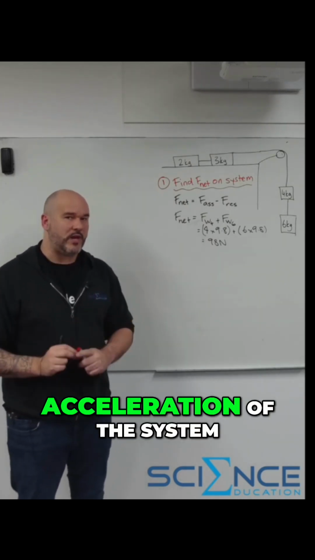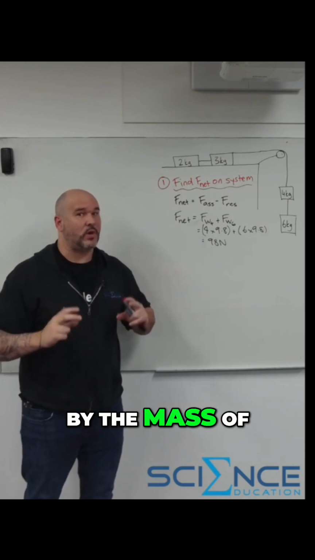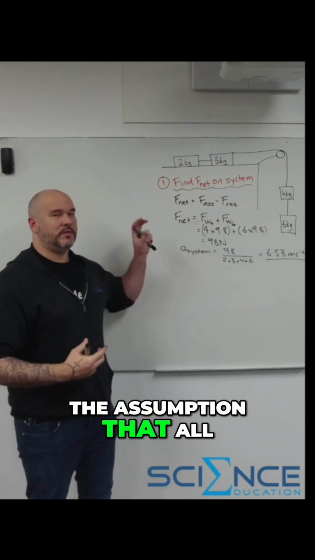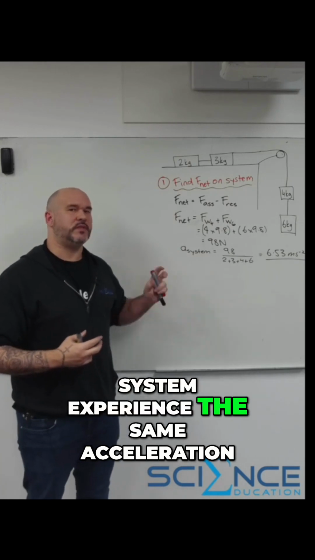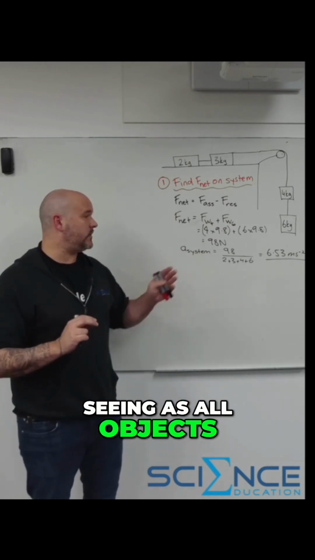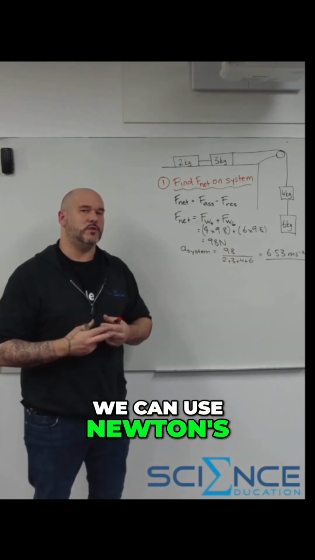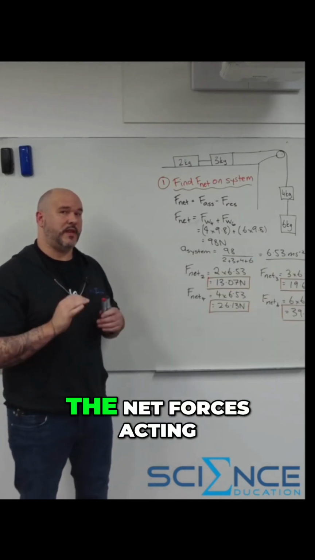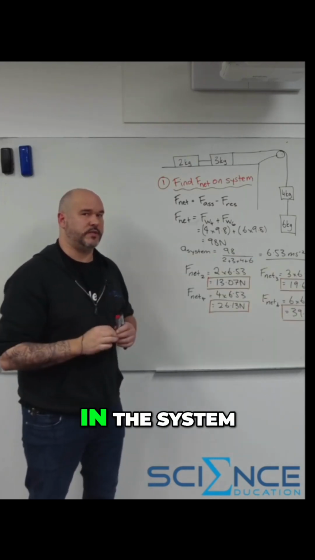So to find the acceleration of the system, we need to divide by the mass of the system. We've just found the acceleration of the entire system, and we make the assumption that all of the objects in the system experience the same acceleration. Seeing as all objects experience this acceleration, we can use Newton's second law to figure out the net forces on all of the objects in the system. We've now figured out the net forces acting on all 4 objects in the system.